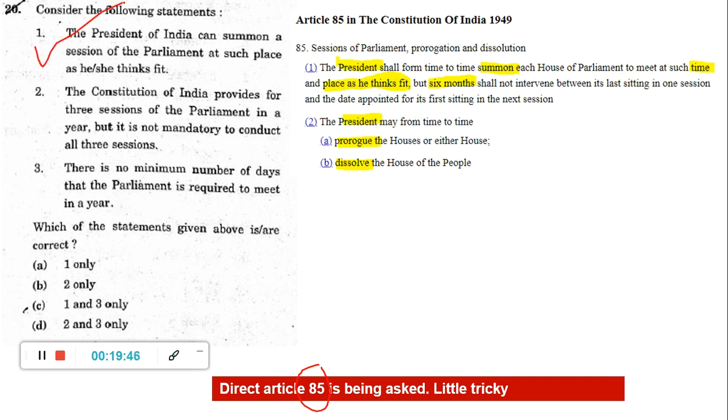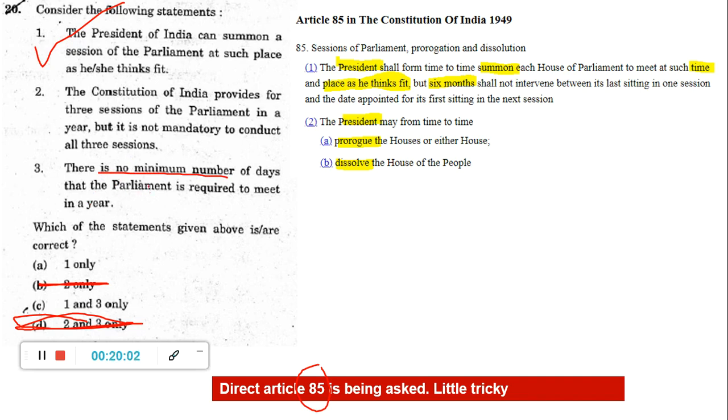So this is a direct Article 85 clause 1. So 1 is needed in the answer. So this will go away and this will go away. So now 1 is definitely true. Now the third statement we have to see. There is no minimum number of days that the parliament is required to meet in a year.